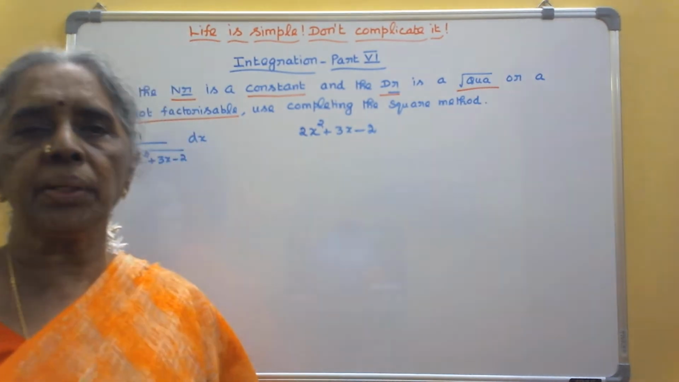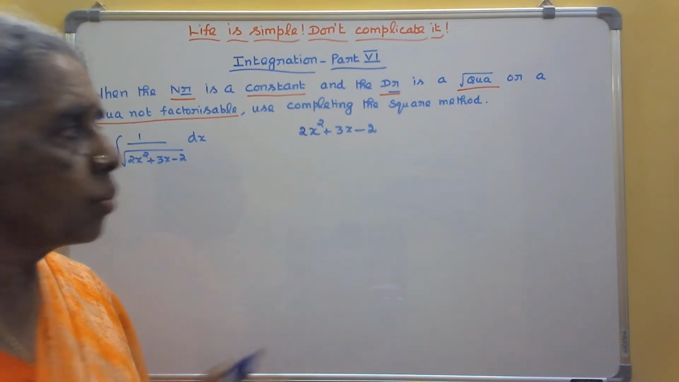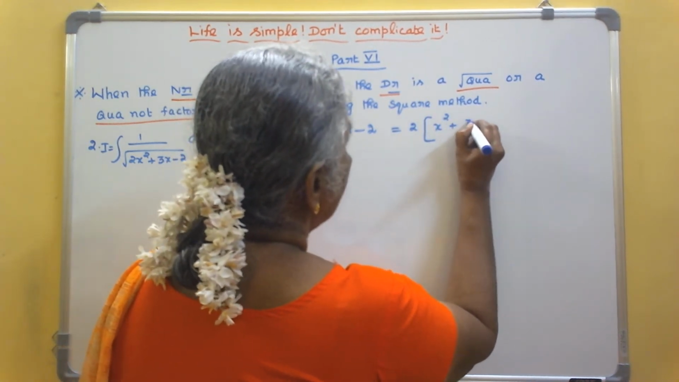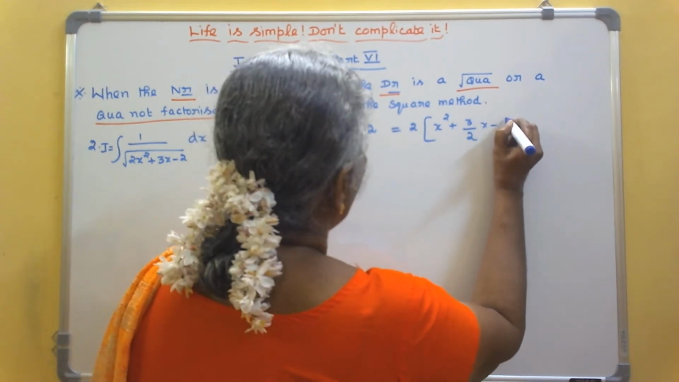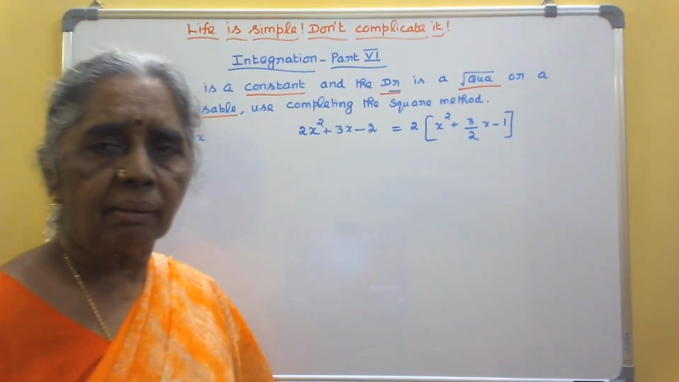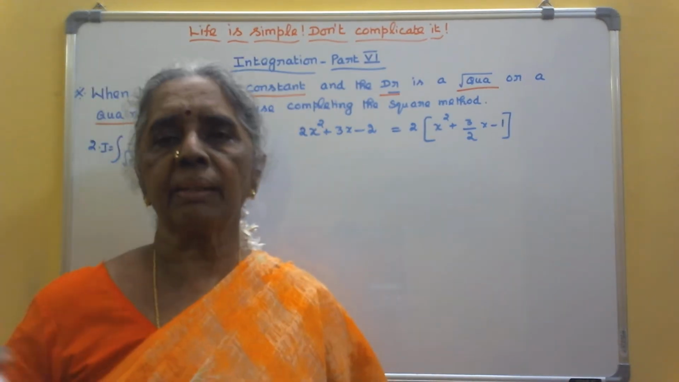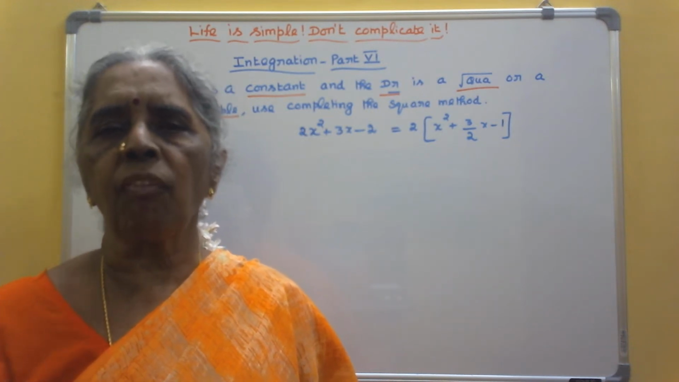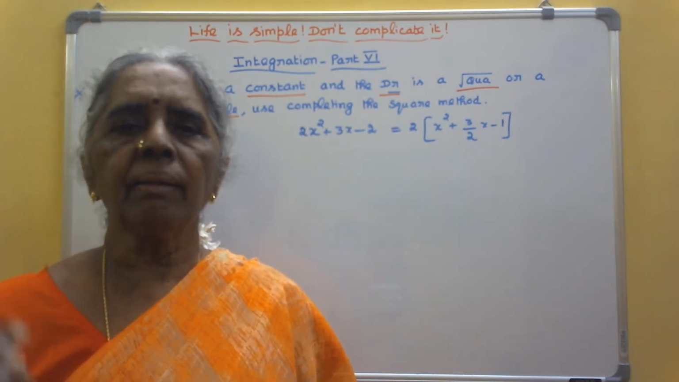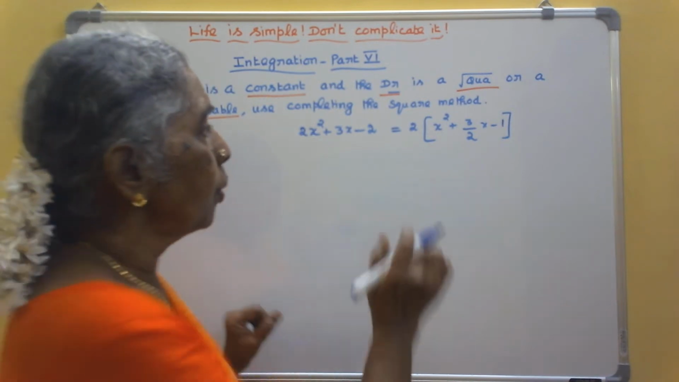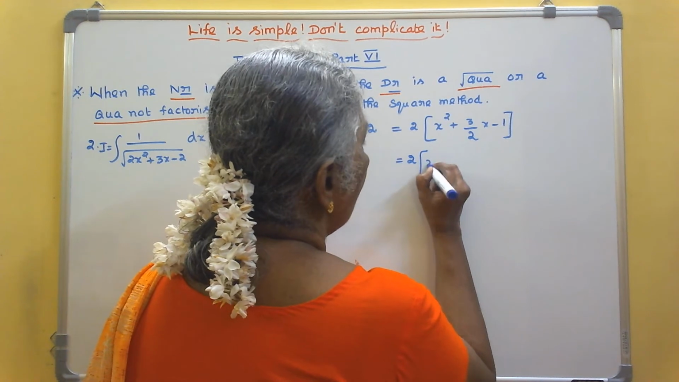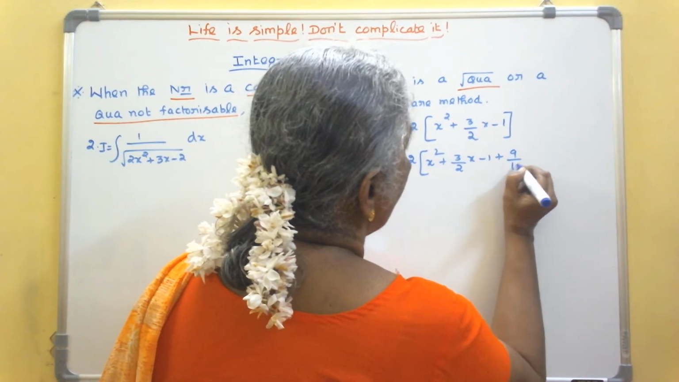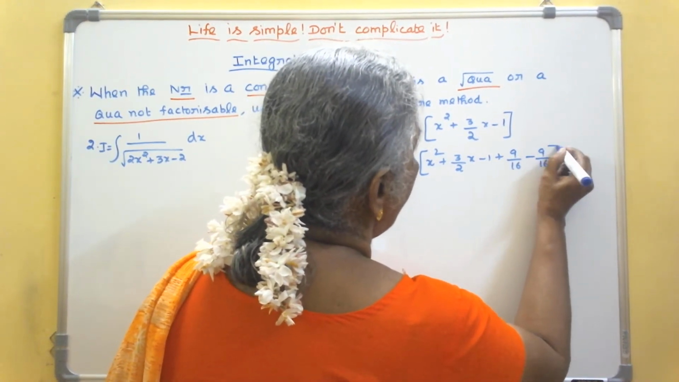Now you have a coefficient 2 before that x squared. So first, what you have to do? Take that 2 out. You will get x squared plus 3 by 2x minus 2 by 2, which will be 1. Now the coefficient of x is 3 by 2. You divide it by 2, that will become 3 by 4. Square it, you will get 9 by 16. So, 2 into x squared plus 3 by 2x minus 1 plus 9 by 16 minus 9 by 16.